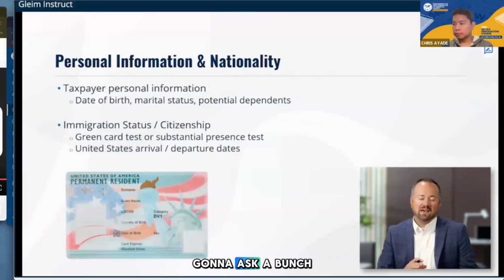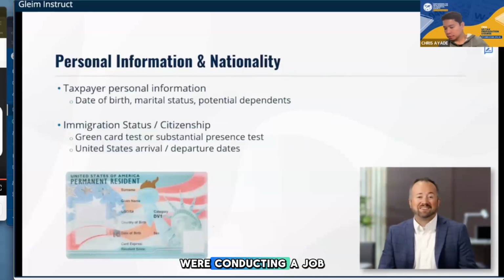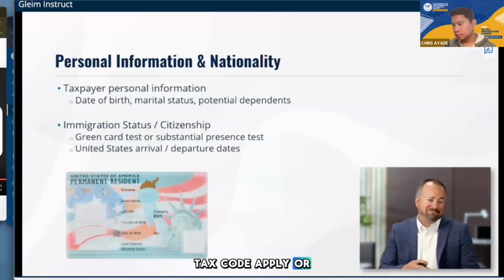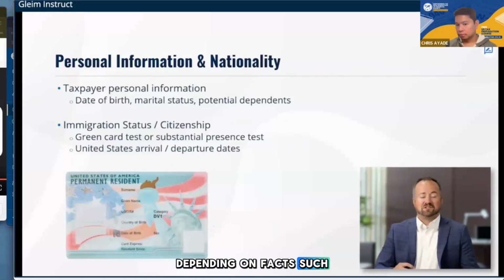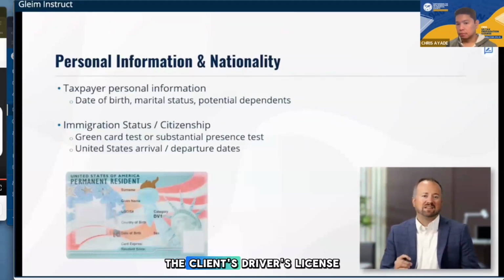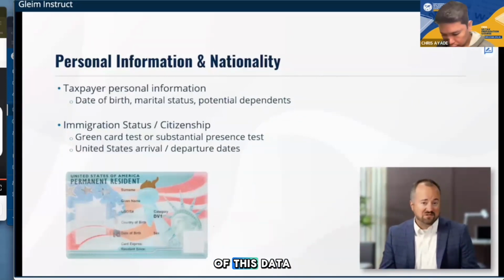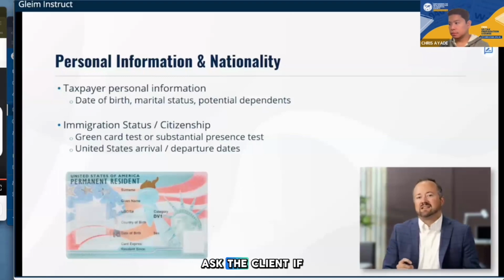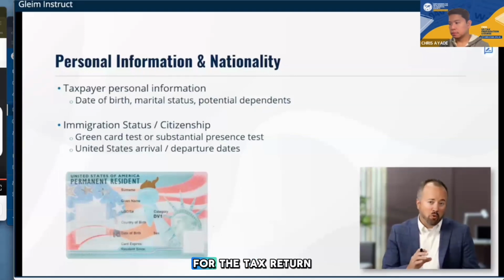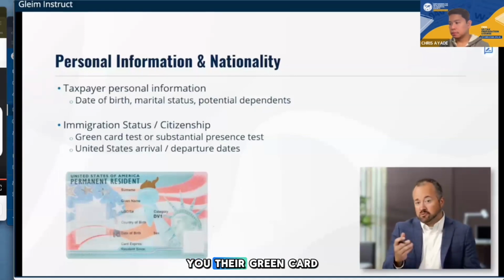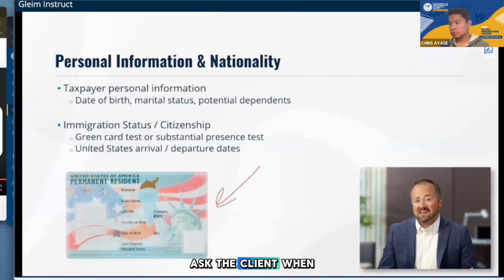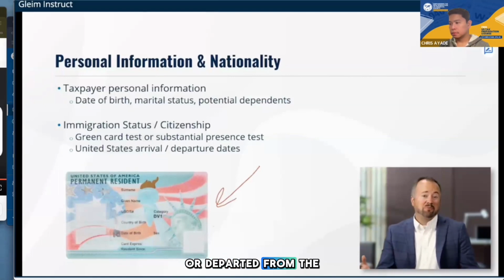So next we are going to ask a bunch of questions that if we were conducting a job interview, we just simply could not ask. Some aspects of the tax code apply or do not apply, depending on facts such as age, marital status, dependents. We might look at the client's driver's license to help gather some of this data. We also need to ask the client if they are a U.S. citizen or what their immigration status is for the tax return. The client might give you their green card, which looks like this here. Alternatively, we might need to ask the client when they arrived in or departed from the US.